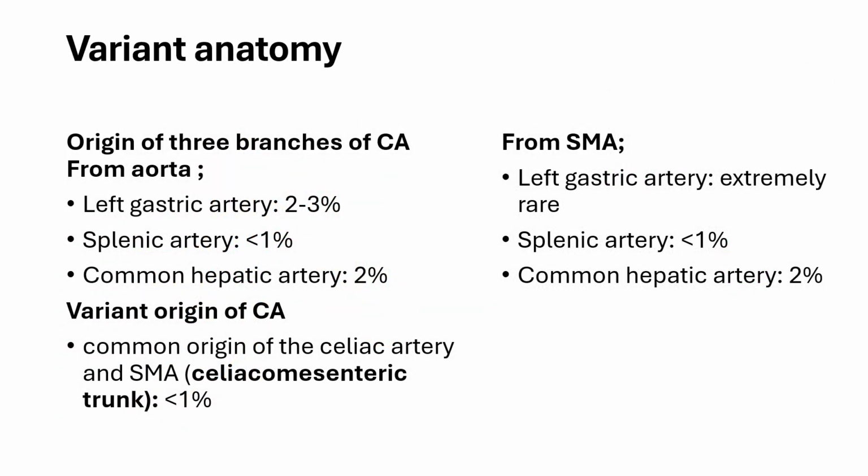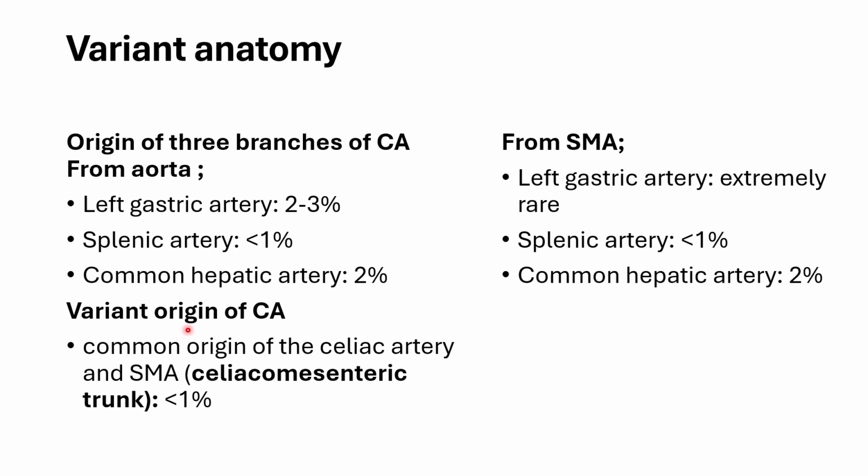Now the variant anatomy of the celiac trunk. The three branches of the celiac artery can originate separately from the aorta. The left gastric artery does so in 2 to 3% of cases, the splenic artery in less than 1%, and the common hepatic artery can originate from the abdominal aorta in 2% of cases.